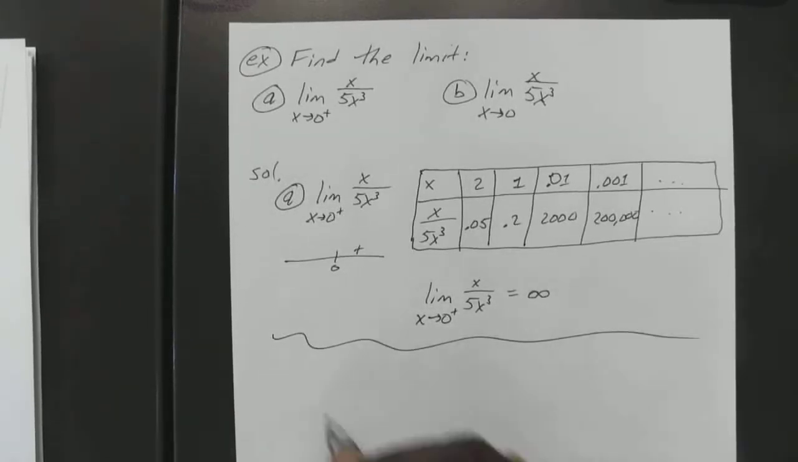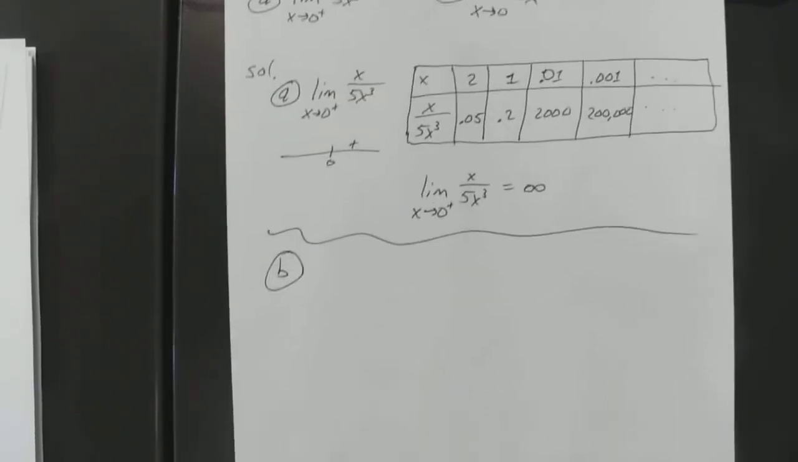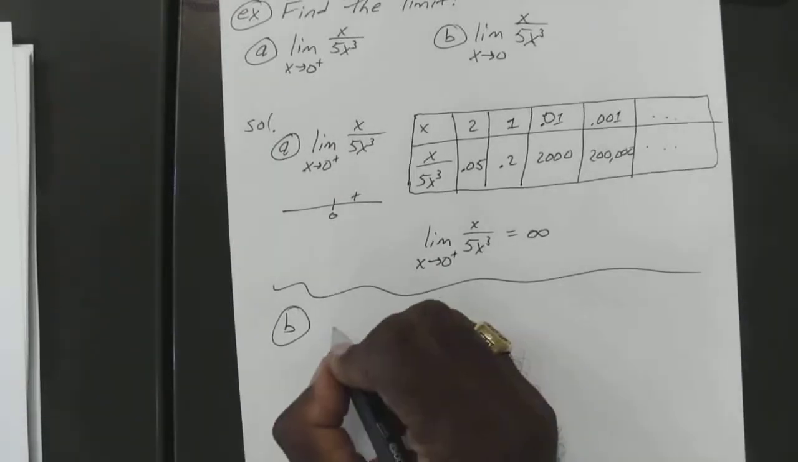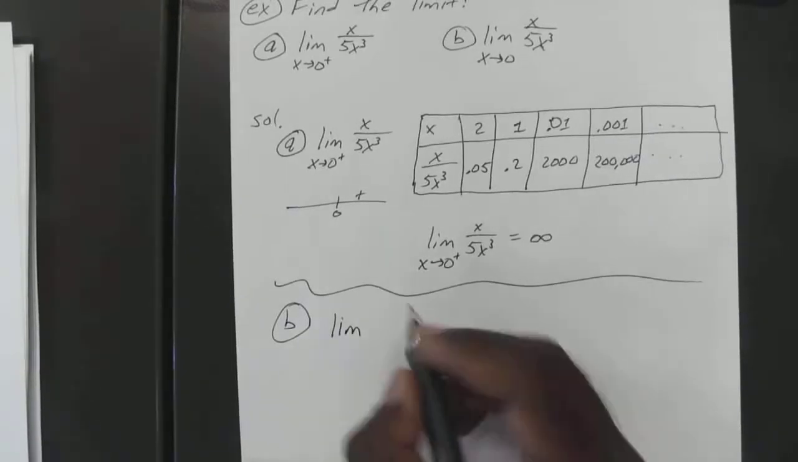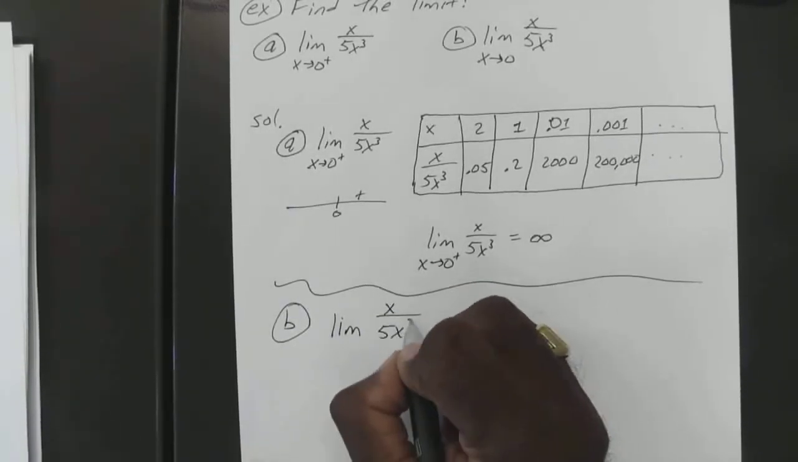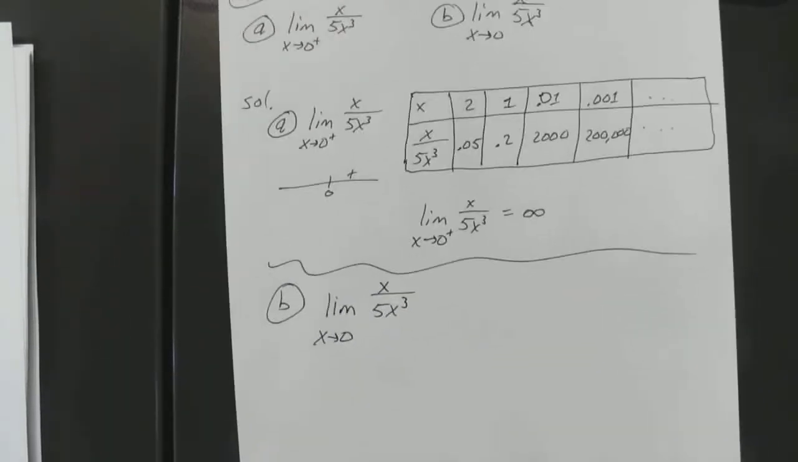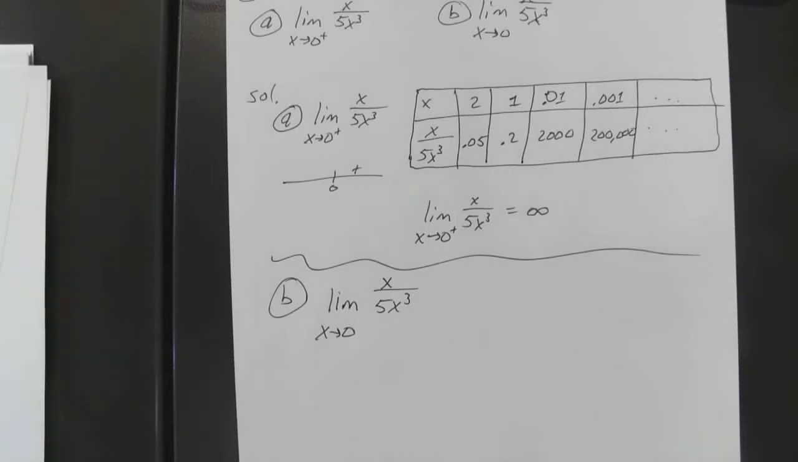All right, so for B, move that up a little bit. So you have the limit of x over 5x to the third as x approaches 0. Okay, so we don't have a left, we don't have a right. So when you don't have a left or right, you have to get it from both sides.